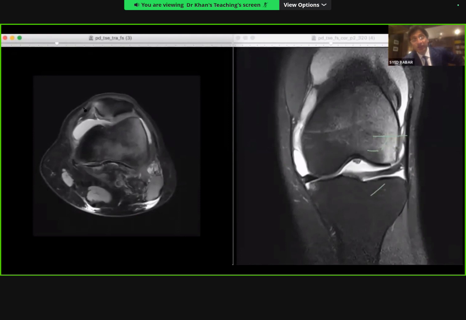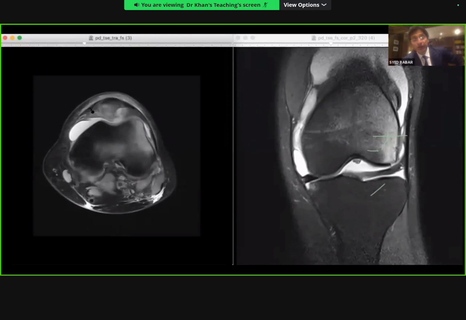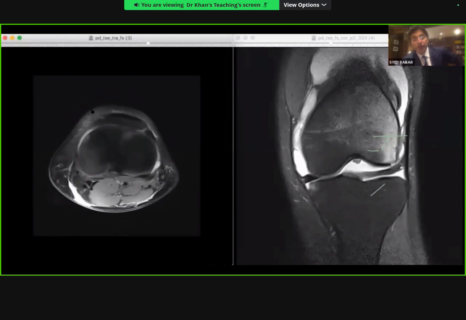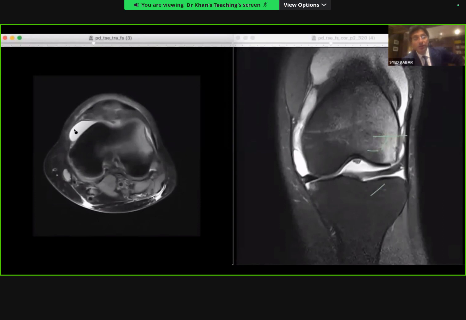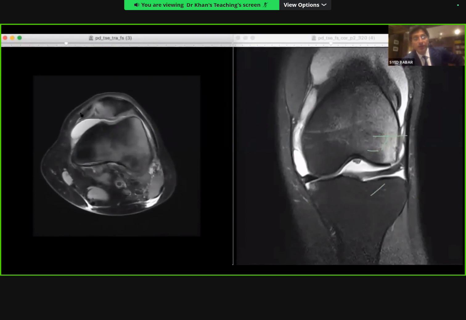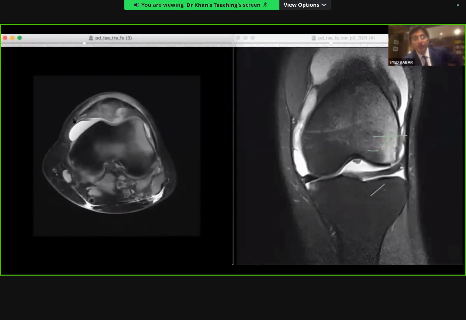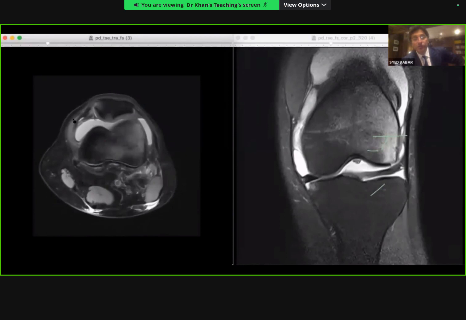But what you see is diffuse edema, diffuse thickening of the lateral and the medial patellar retinaculum. So you have to now follow the medial patellofemoral ligament. Remember, I was telling you medial patellofemoral ligament. So this is part of the medial patellofemoral ligament, which actually doesn't look too bad, which is actually intact. But it's the medial patellar retinaculum which is torn.